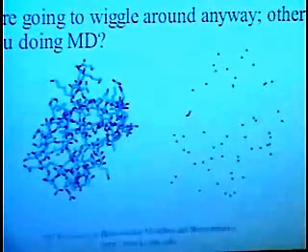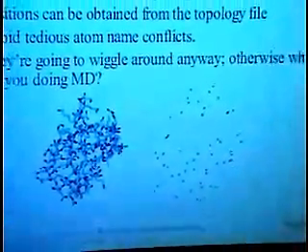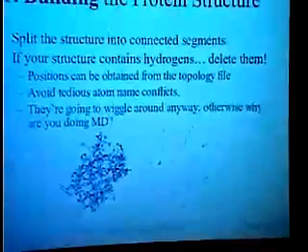NMR structures usually contain hydrogens because that's what the NMR guys actually see. But despite all that great work in finding the hydrogens, it's probably best just to blow them away, because no one ever names the hydrogens the same way. Hydrogen atoms in the PDB that you're going to download are almost always named differently than what is in your CHARMM topology file or whatever force field you're going to be using.